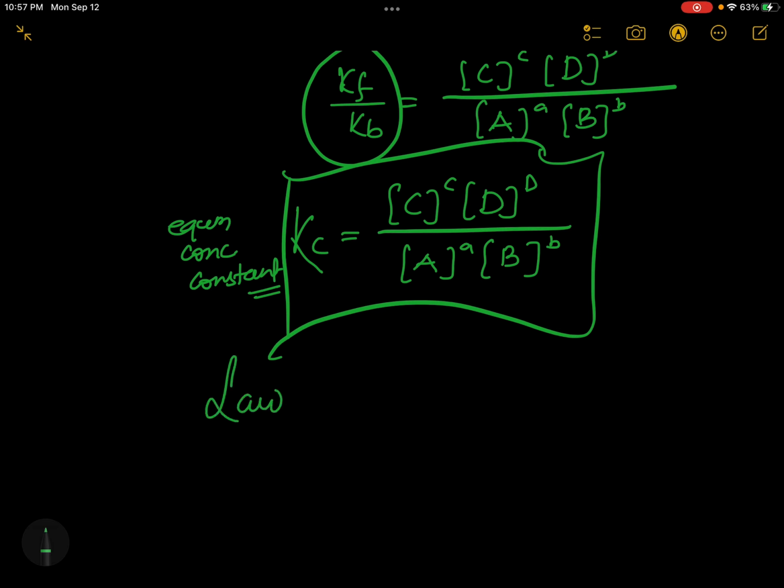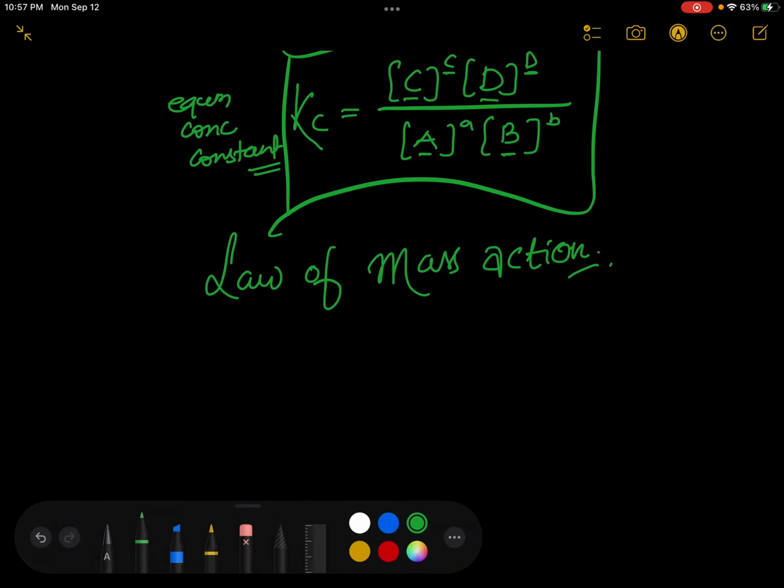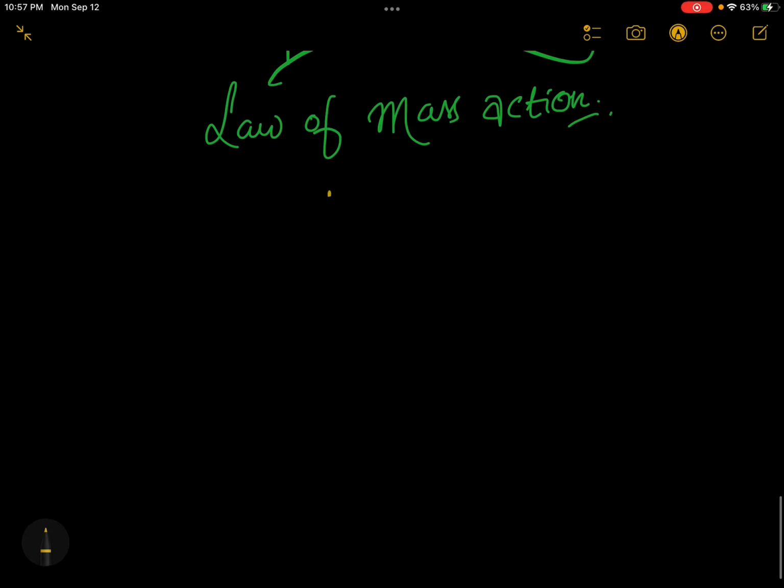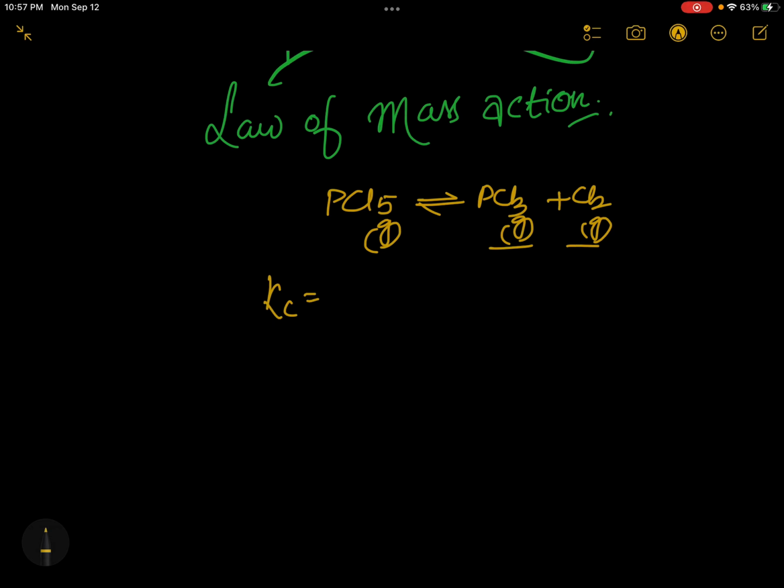When you write it like this, it is called the law of mass action. Kc is equal to the concentration of products raised to their stoichiometric coefficients divided by reactants raised to their stoichiometric coefficients. If you want, I will give you one more example. PCl5 gas converted to PCl3 gas and Cl2 gas. Then Kc is equal to the concentration of PCl3 times the concentration of Cl2, divided by the concentration of PCl5.